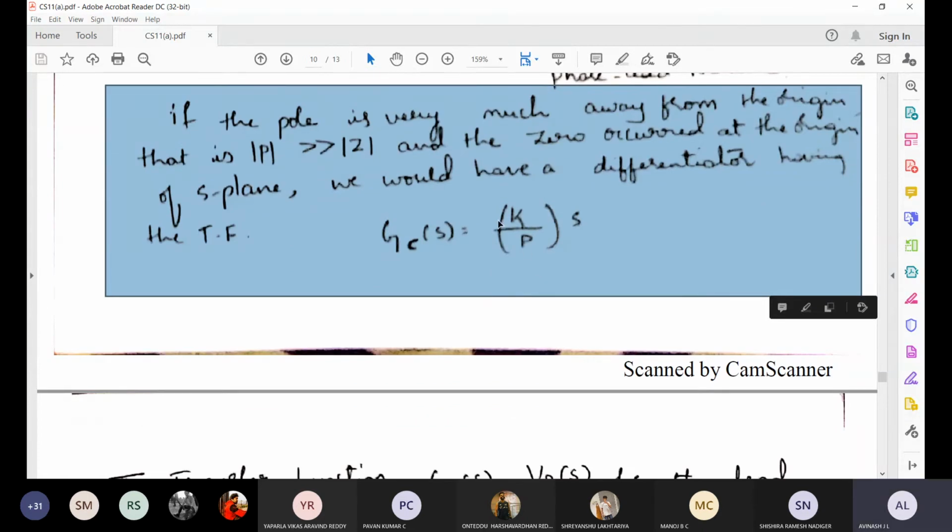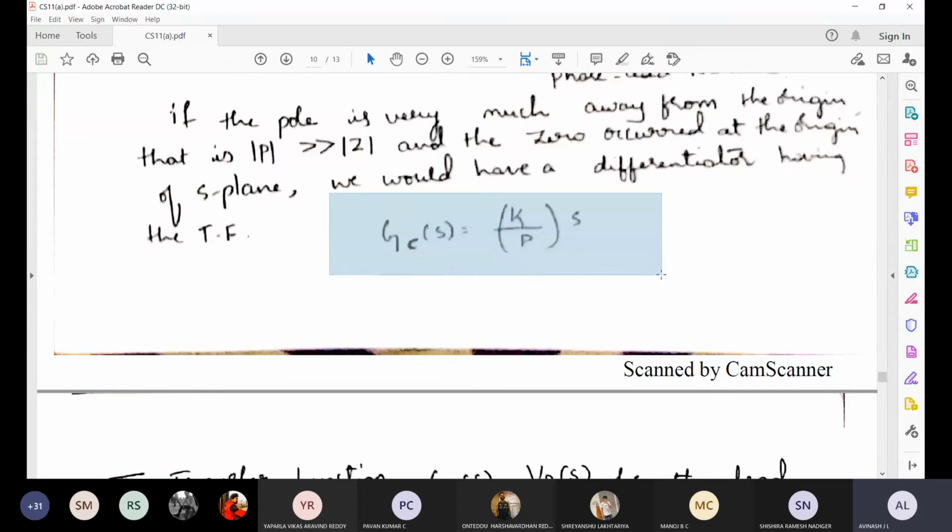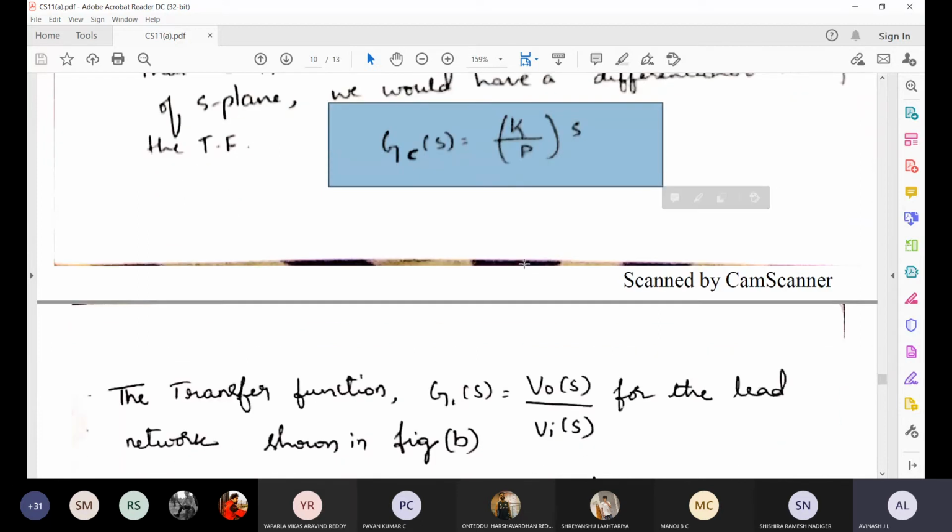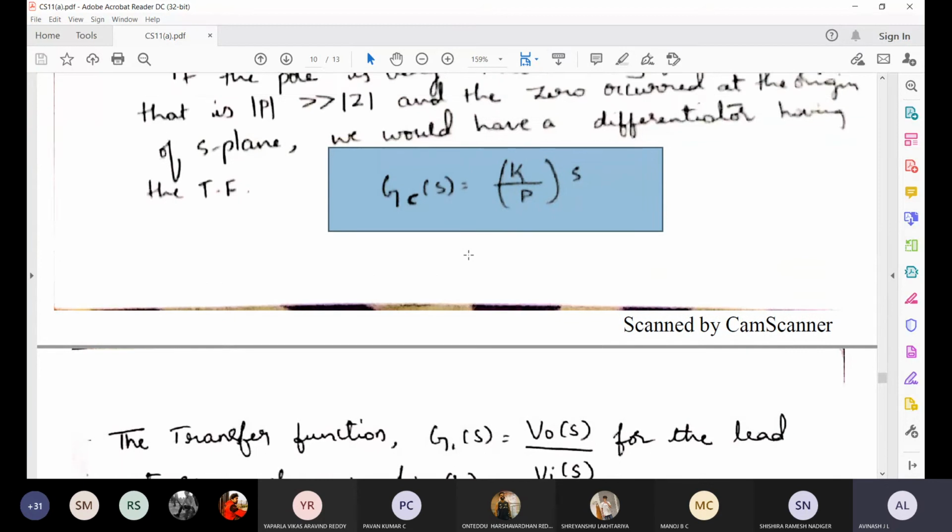So K is the gain value. So S plus 0 is what we have taken. In the bottom also it will be considered as K divided by P into S. So we are going to reduce the formula. What is our condition? P must be very much greater than Z. Then the equation will be reduced to the differentiator equation, having the transfer function GC of S equal to K divided by P into S. So this is the equation.